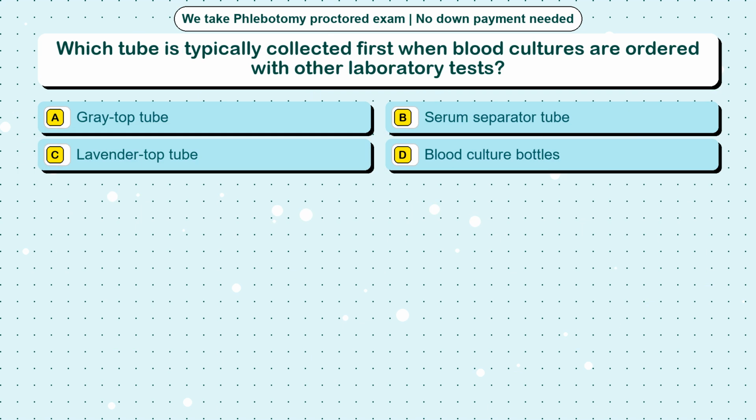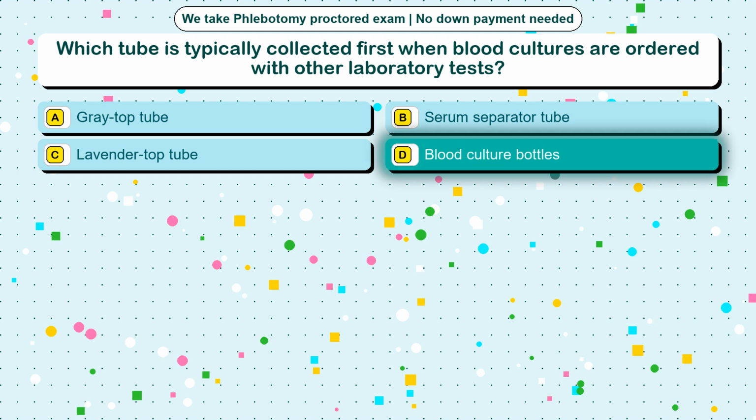Question 84. Which tube is typically collected first when blood cultures are ordered with other laboratory tests? Option A, gray top tube. Option B, serum separator tube. Option C, lavender top tube. Option D, the blood culture bottles.